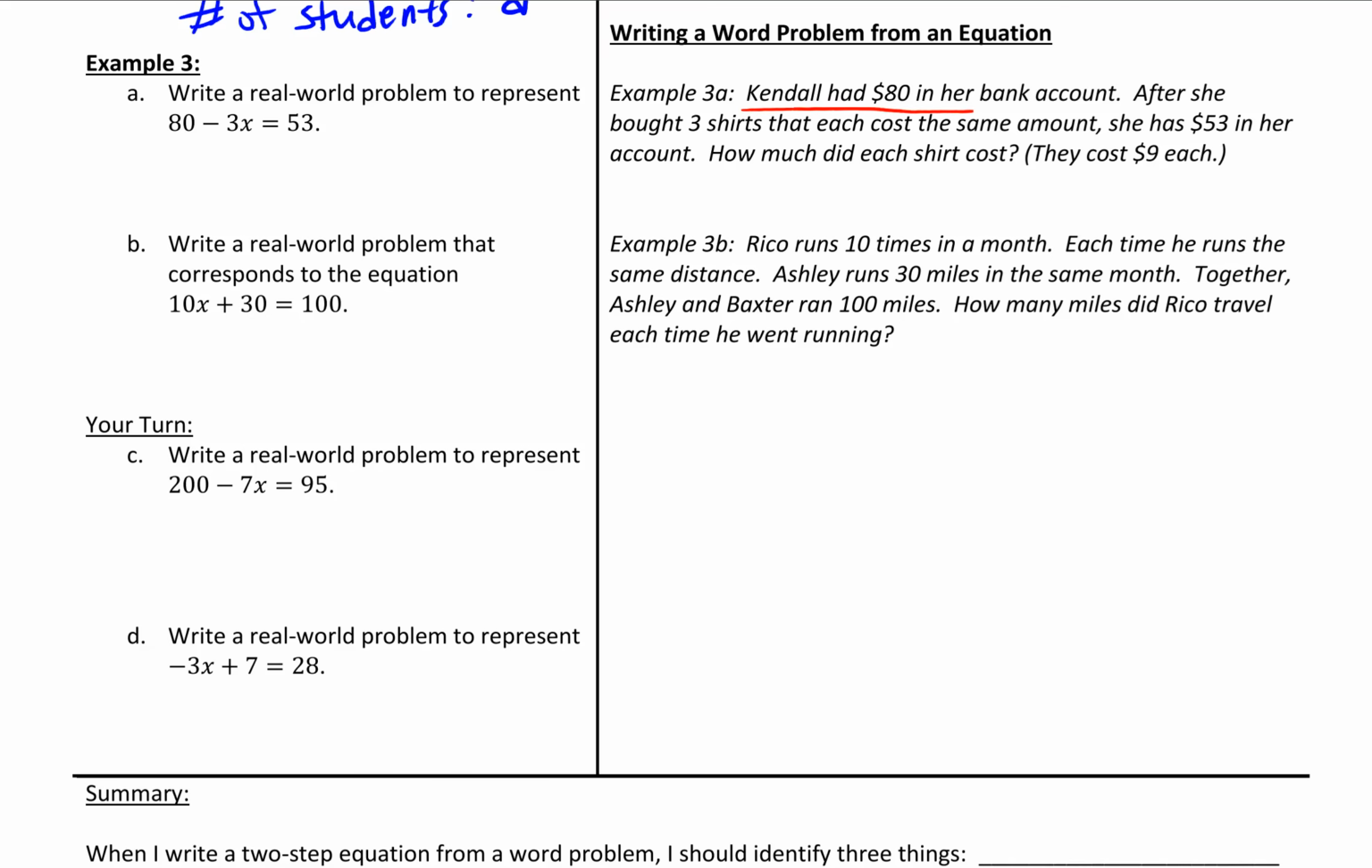Kendall had $80 in her bank account. There's the 80. After she bought 3 shirts that each cost the same amount, we don't know how much those shirts cost. She bought 3 shirts that each cost the same amount, so that's why we're subtracting 3x here. She has $53 in her account. She has $53. That means we're going to be equal to 53. How much did each shirt cost? That's a word problem we can use here. And actually, I will change this and this to blue.